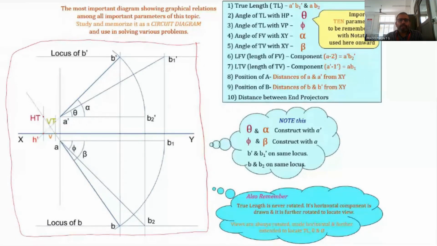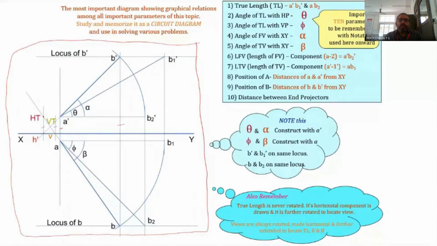We actually have a number of projectors. This is the projector for this line. This line is the projector for the horizontal trace. This is the projector for the vertical trace. This is the projector of A dash, and this is the projector of B dash. So there are 4 projectors, and at least the distance between any of these projectors is also a parameter that can be given.